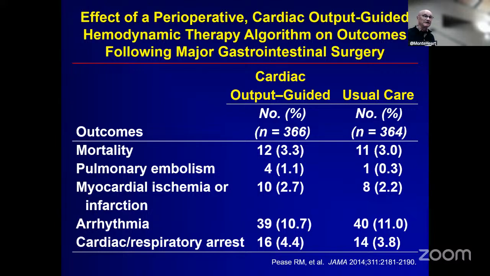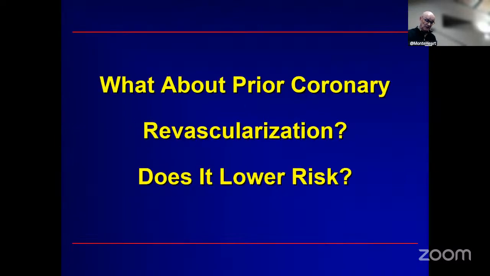My belief is if we need a right heart cath, let's get a right heart cath. Obviously, this is not true sometimes in a tough ICU patient, but the notion of a PA line lowering mortality for big operations is a myth. It doesn't. Proven in a large trial. So what about prior coronary revascularization?